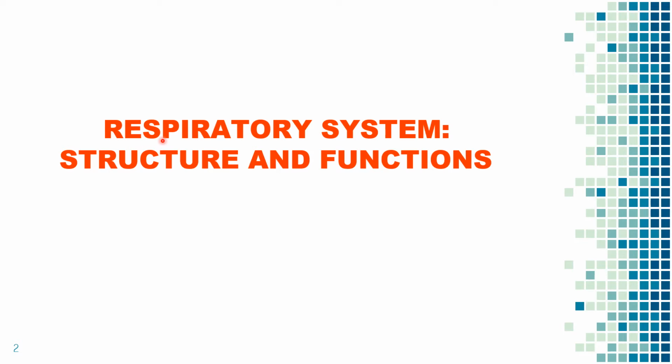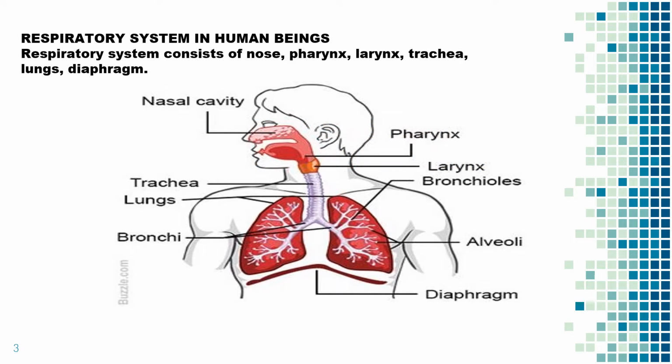We will begin with the study of the respiratory system. Here we will study the structure and the functions of the different organs which are present in the respiratory system. The human respiratory system consists of all those organs which are involved in the process of breathing. So the different organs of the respiratory system are nose, pharynx, larynx, trachea, lungs and diaphragm.